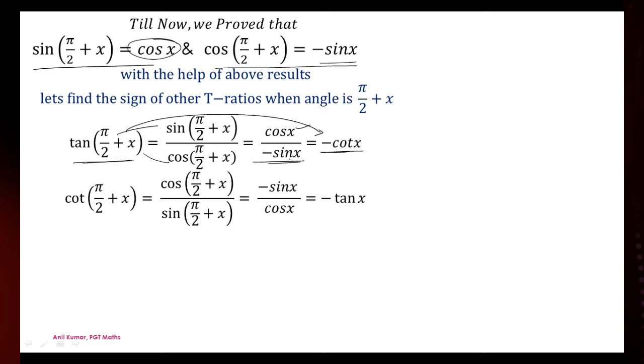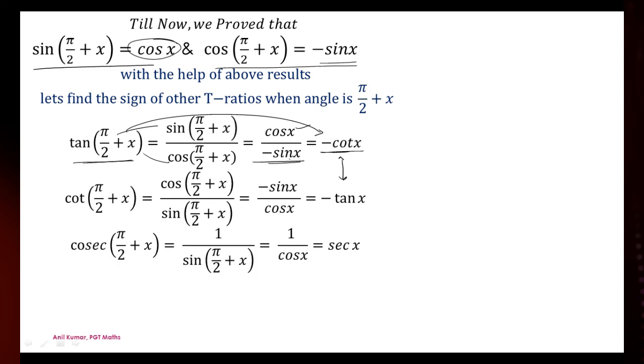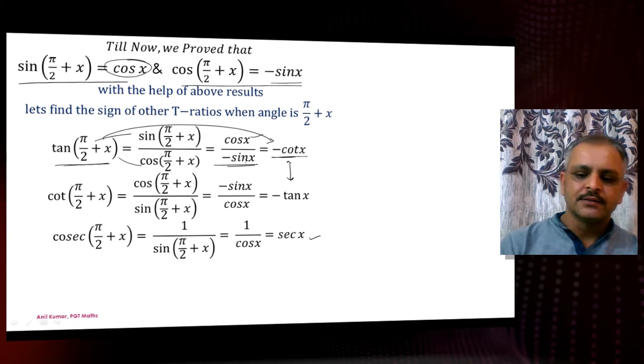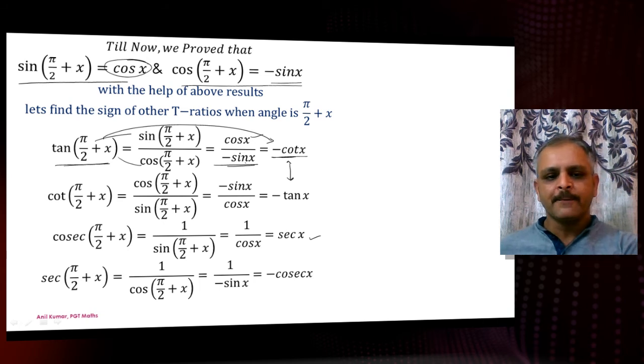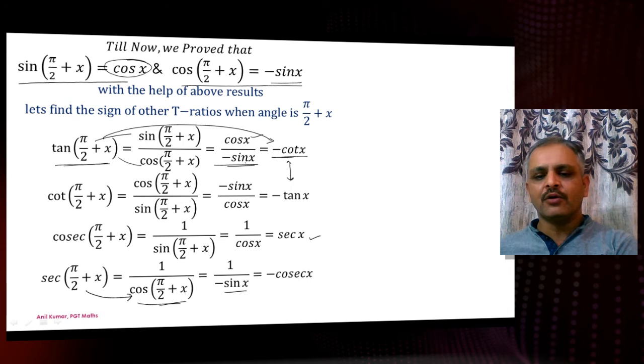Let's see cot(pi by 2 plus x). It will be just the reciprocal of this one, and the reciprocal will be minus tan x. Next is cosecant(pi by 2 plus x). Cosecant(pi by 2 plus x) means 1 by sin(pi by 2 plus x), and sin(pi by 2 plus x) is cos x. So 1 by cos x will become secant x. And then secant(pi by 2 plus x). As we know, secant is the reciprocal of cos. Cos(pi by 2 plus x) is minus sin x. So 1 by sin will become cosecant, with a minus sign.